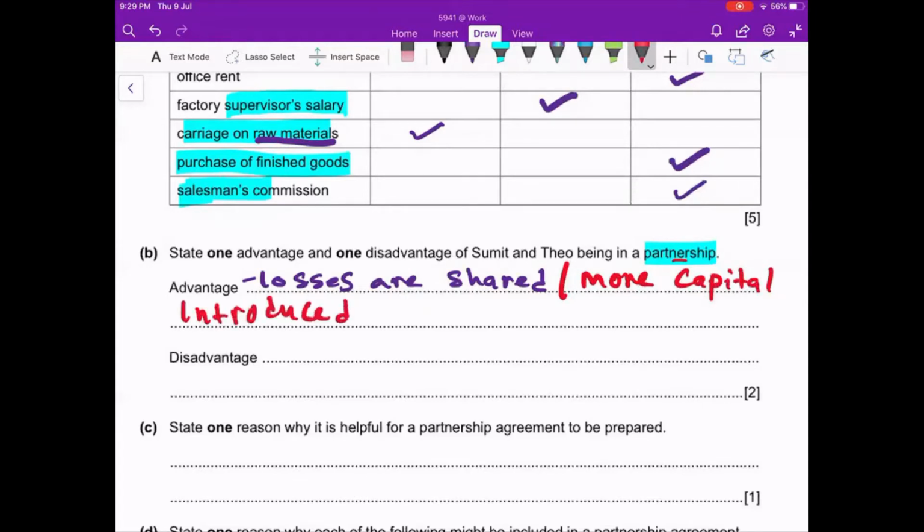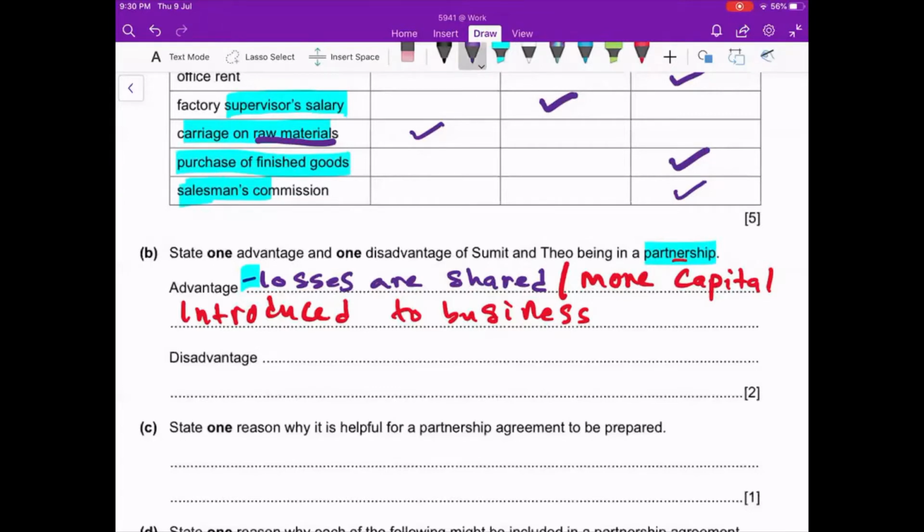It means if you're a sole trader, only the one owner can give the money. Capital only from one owner. But in a partnership, it's more than one owner. Two or three owners will contribute the capital. We have more capital in a partnership compared to a sole trader. So these are the advantages. And another one is losses are shared. Whenever the company makes a loss, the loss can be shared among a few people, so each person will bear a very minimal loss.